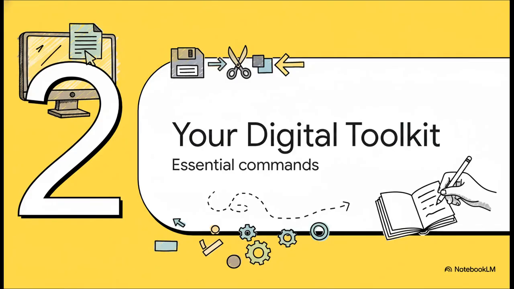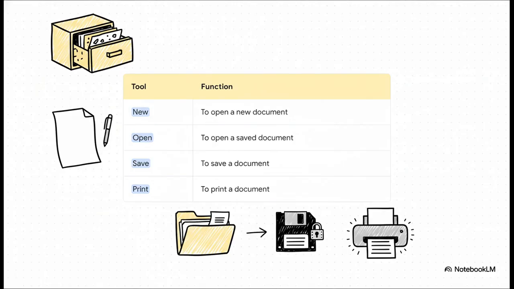Okay, so to tap into all this power, you just need to get comfortable with your digital toolkit. Let's start with the absolute basics. These are the commands you're going to use every single time you sit down to create something. First things first, file management. Think of this as your digital filing cabinet. New is like pulling out a fresh blank sheet of paper. Open lets you grab something you've already worked on. Save is maybe the most important button of all. It protects all your hard work. And print, well, that brings your digital creation to life in the real world. Simple, but you can't do anything without them.